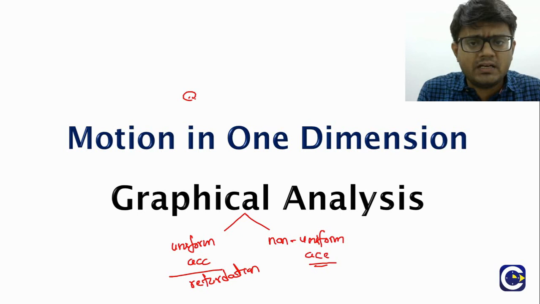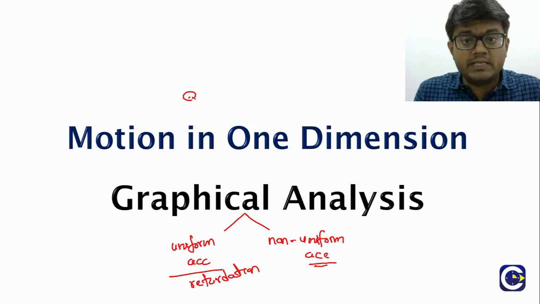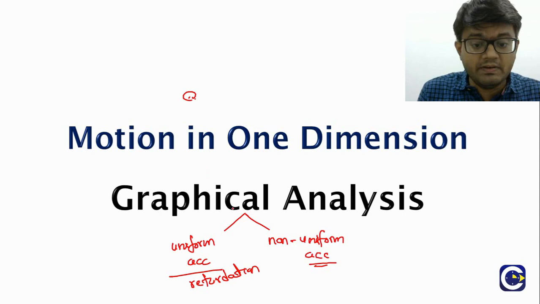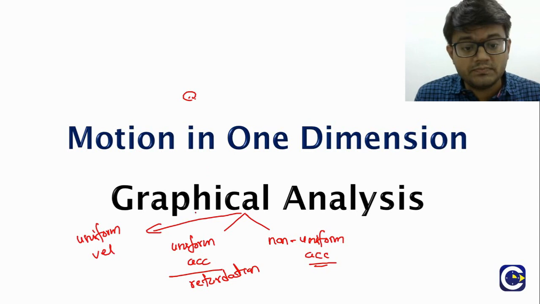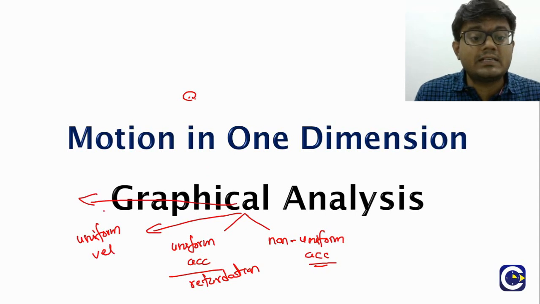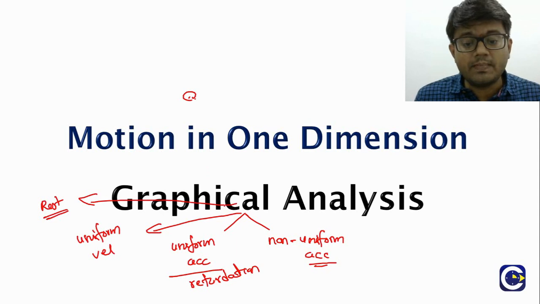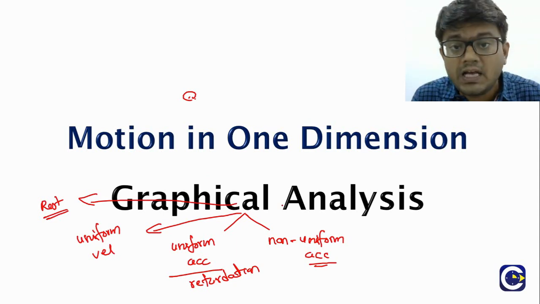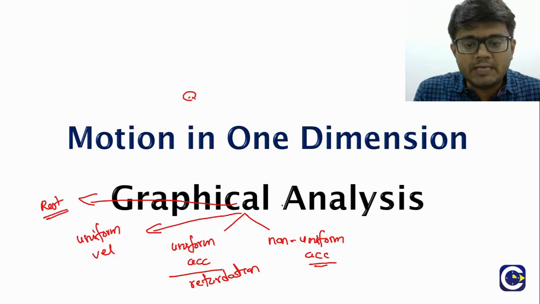It can be applied for the uniform acceleration or uniform retardation type of motion. Even we can talk about the graphical analysis for uniform velocity motion. Even we can talk about the graphical analysis for an object which is at rest also. So we'll see what are the different scenarios we can have in terms of the graphical analysis, but this is not limited to one particular type of motion. This can be done for any type of motion.